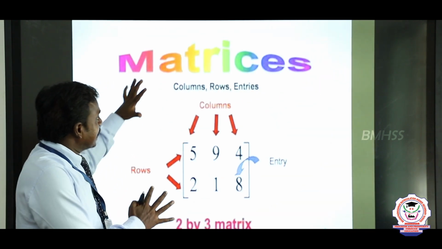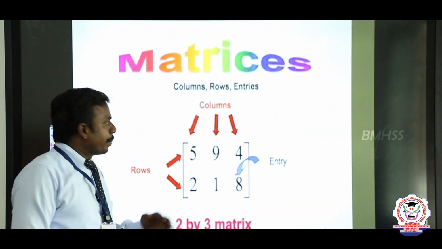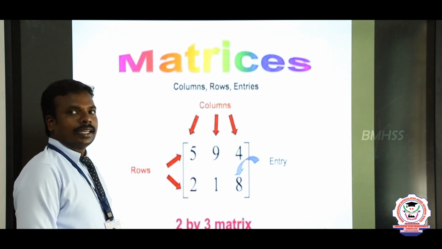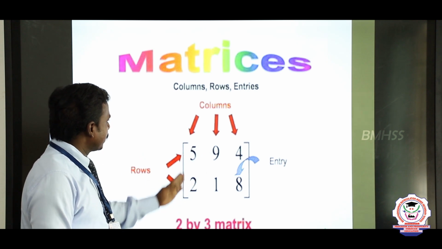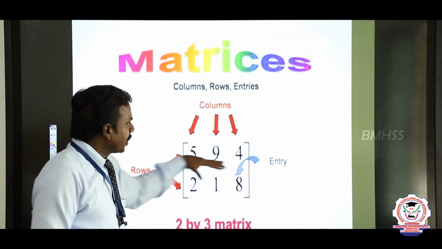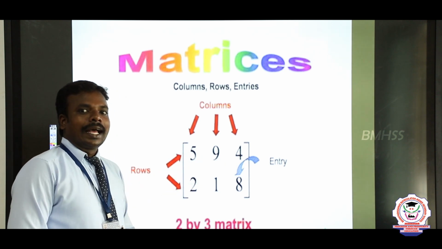So this is the general form of the matrix. In the matrix, there are some horizontal rows and vertical columns. This is called columns. The horizontal arrangement of the numbers is called a row.